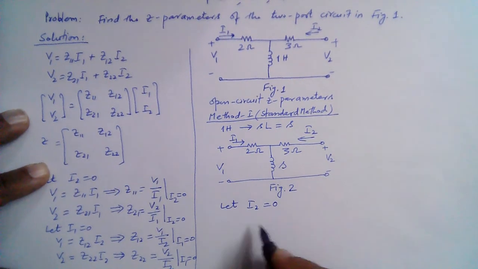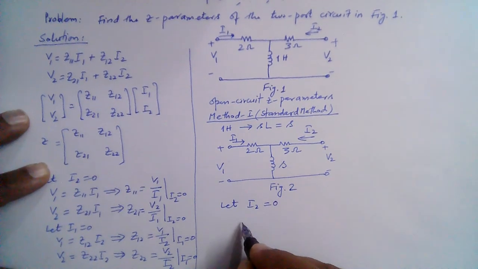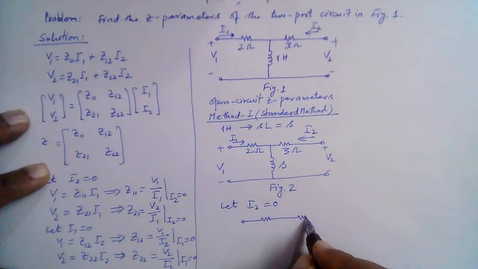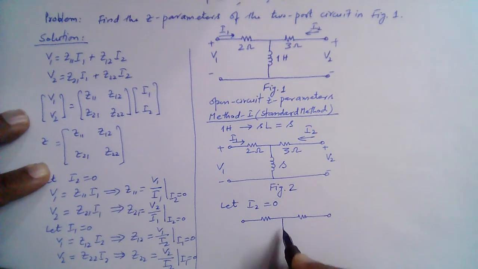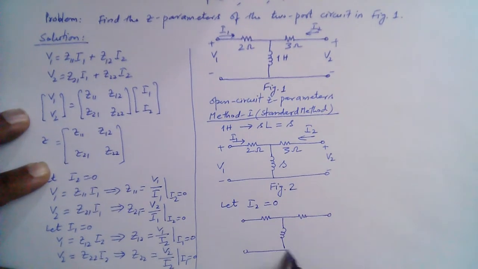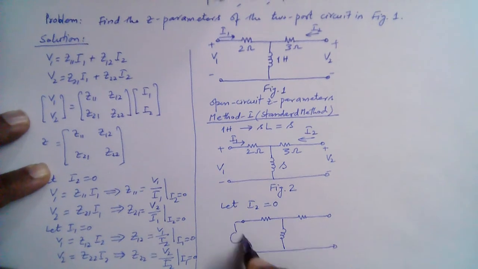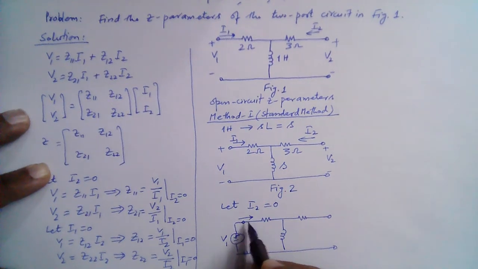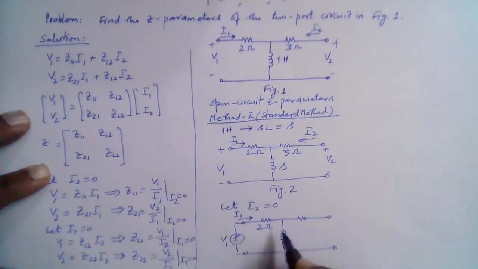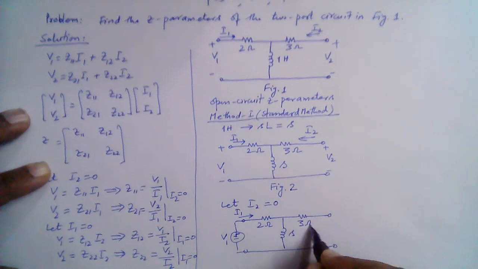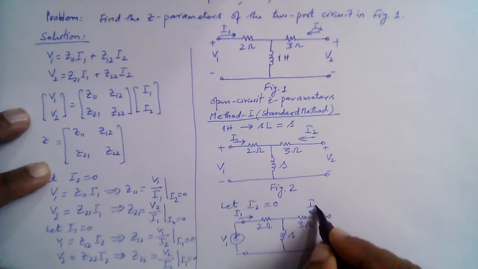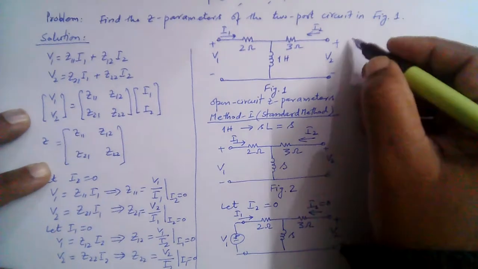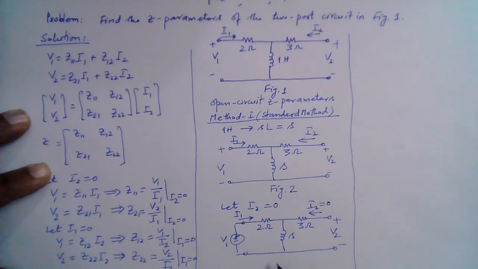So we can depict this in this figure. Let me redraw the figure so that things are clearer. We assume that there is a voltage source V1 connected here, and the current I1 flows here. This is 2 ohms, this is S, this is 3 ohm, this is current I2 which is equal to 0, and the voltage at these terminals is V2. Let me call this fig 3.